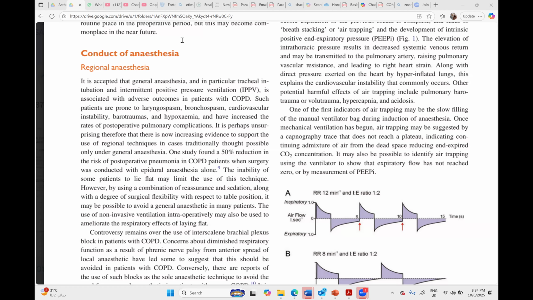But in this patient, because CO2 is their friend, CO2 is not affecting them. Hypoxic drive is the one which is driving the ventilation. Okay. So I hope you understand.